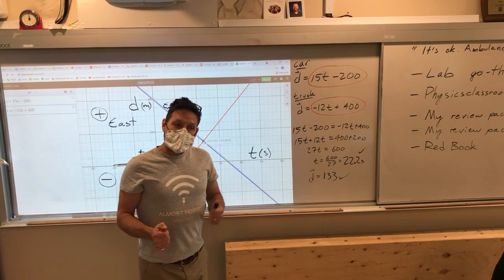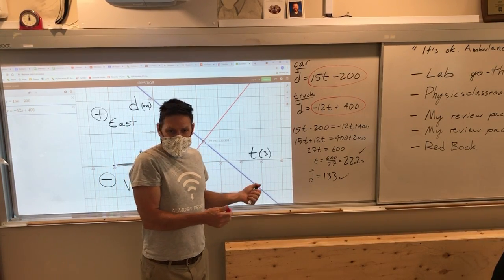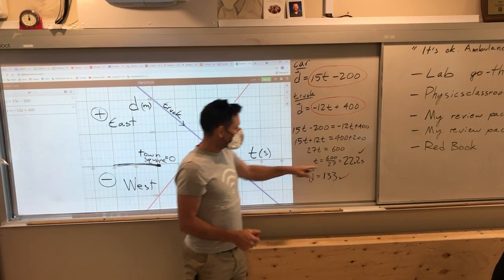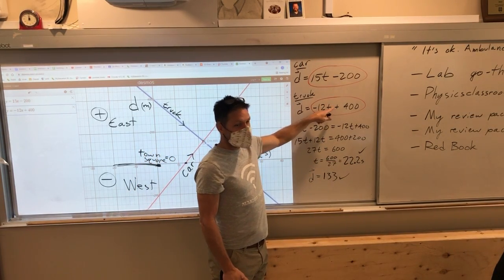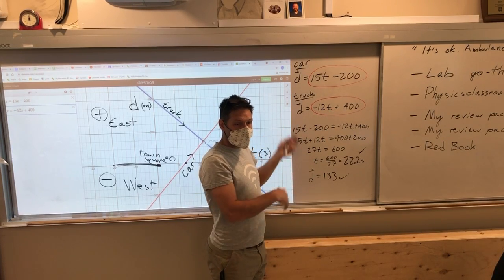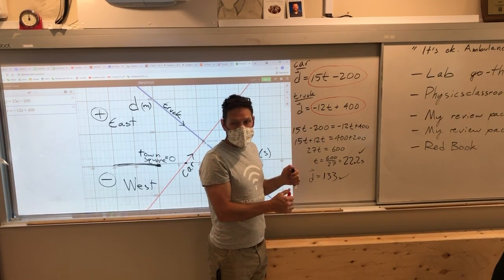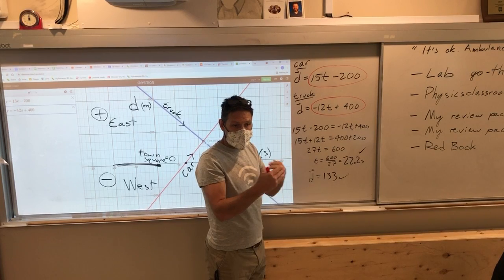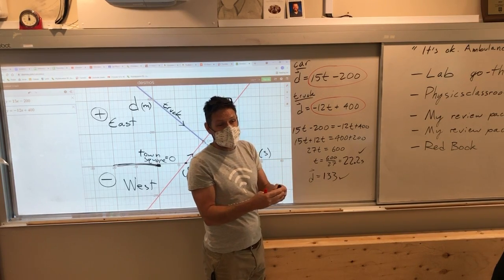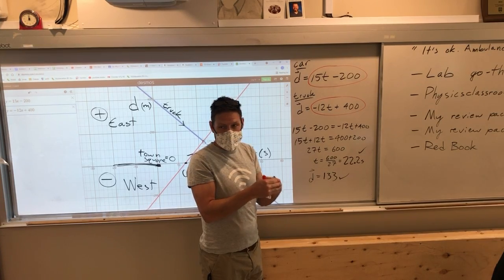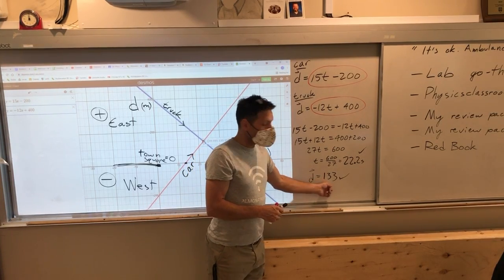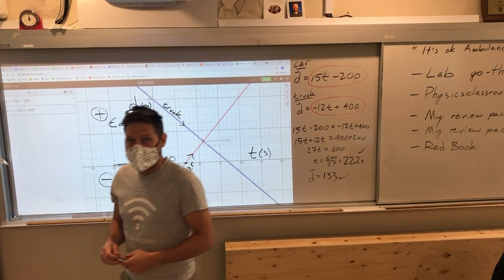And then if you want to find out where they are at that time, you can put this 22.2 seconds into either of these equations, and they will both punch out the same displacement because the car and the truck are in the same place. And that's a good way to check if you're right. Because if you got the right time, the displacement for each one should be the same, and you'll find it's 133. Okay, that's it.